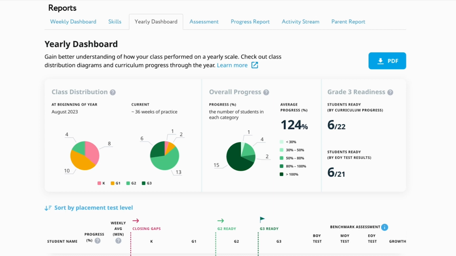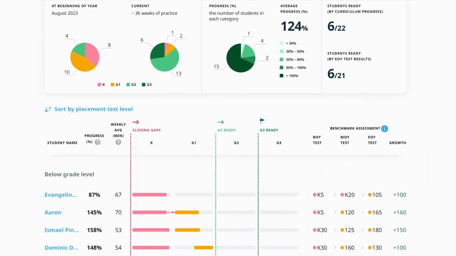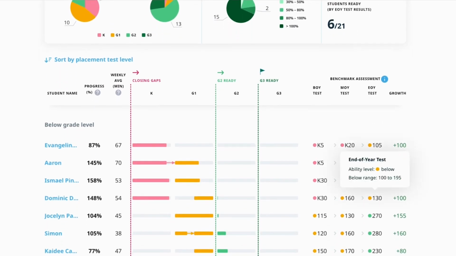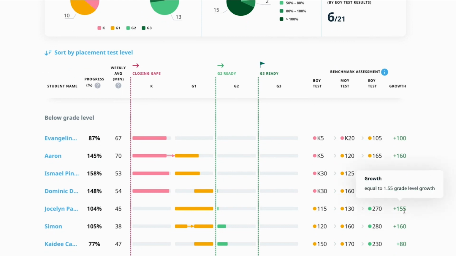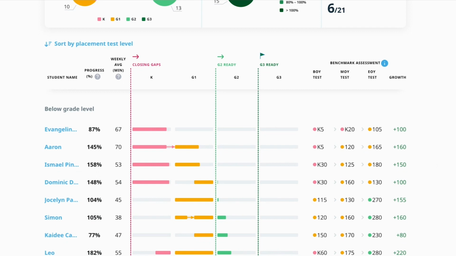For example, your students might not be advancing too much within the curriculum, though they might be ready for the next grade based on the test results, and vice versa. If you scroll down, you'll see the individual student progress data. Here on the right-hand side, you'll find a comprehensive overview of your students' assessment results and their corresponding growth. To evaluate these results, let's explore another important metric, the Happy Numbers score.